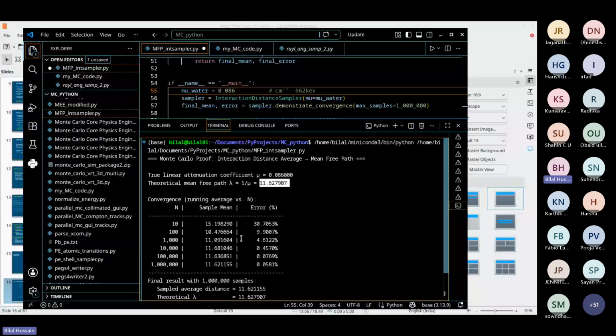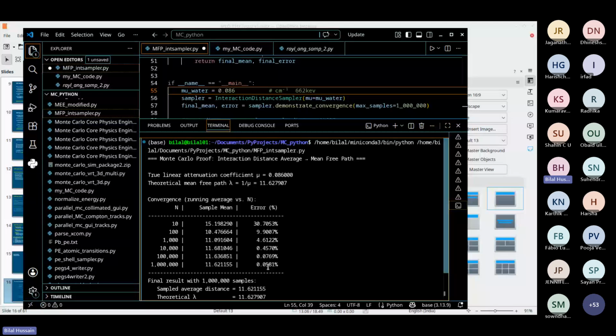Let's say I use only 10 histories. I don't want to go for a large number of histories, or repeat this again and again. What I'm getting is an error of 30%, with a value of 15. If I increase to 100 samples, I'm getting 9, so you can see it suddenly decreases. I'm getting a value of 10. If I use 1000, I'm getting an error of 4.6%, with a value of 11. For 10,000, 11.68. If I use 1 million, I'm getting 11.627, which is an error of 0.05.